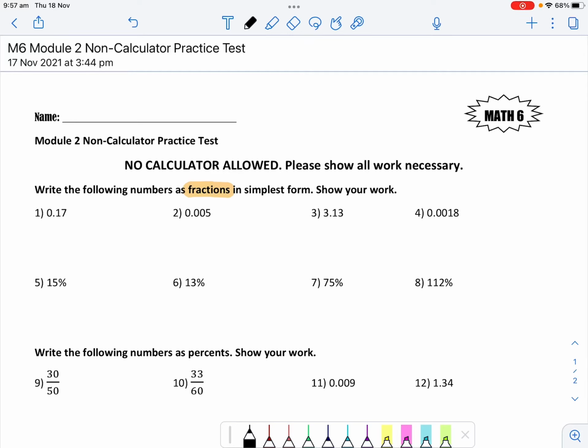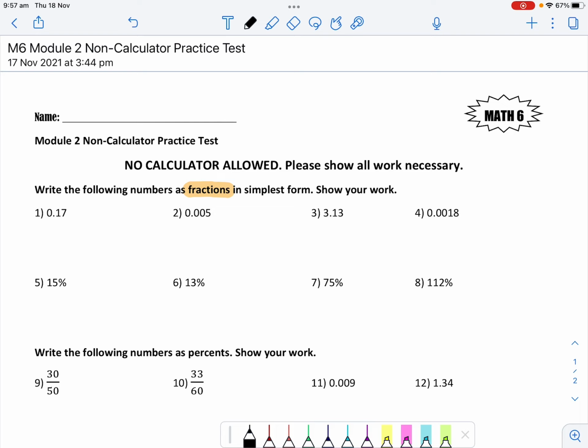Hey everyone, today we are going to be going over the non-calculator portion of the practice test, which is everything that we've done through this chapter so far, so converting between fractions, decimals, and percents. So make sure that you are following directions. This first section says write the following numbers as fractions in simplest form.